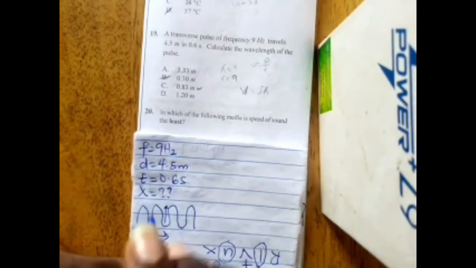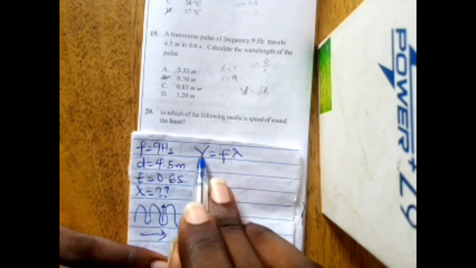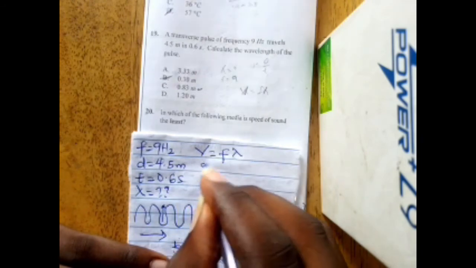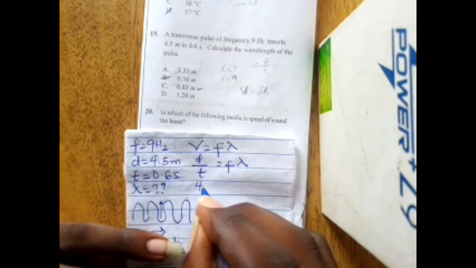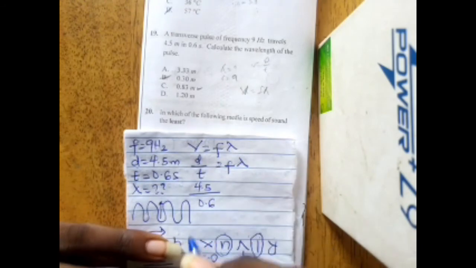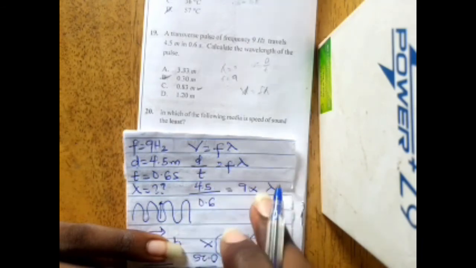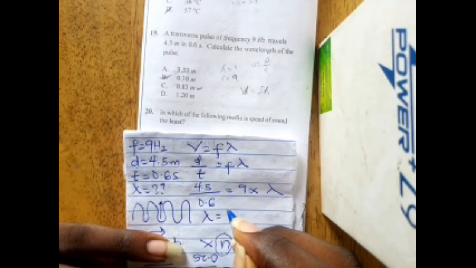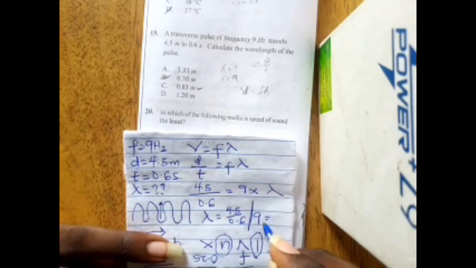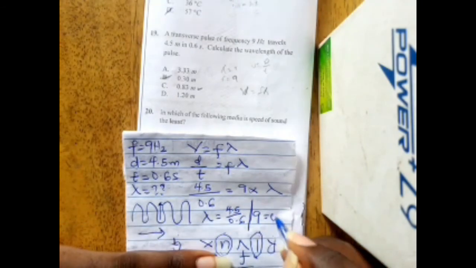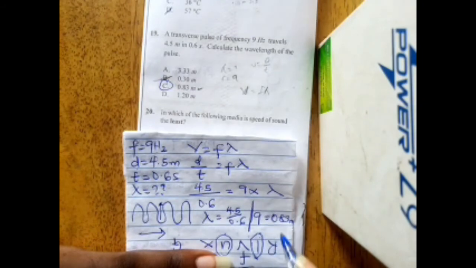Calculate the wavelength. Now you recall that v equals f lambda. We have the frequency. We're asked to calculate the wavelength, but we don't have the velocity. And recall that velocity is distance over time. Since velocity is distance over time, we have the distance, which is 4.5, and the time taken to cover that distance, 0.6. So 4.5 divided by 0.6 equals 9 times the wavelength. Changing the subject of the formula, the wavelength is 4.5 divided by 0.6, divided by 9. This gives us 0.83 meters. 0.83 meters is our answer.